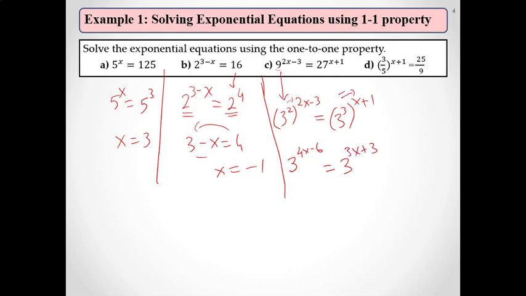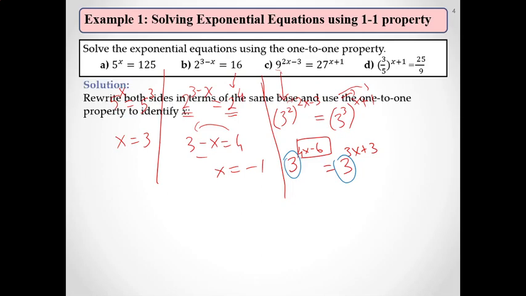Now the bases are the same, so the powers are the same. Then use this property. So we will get 4x minus 6 equal to 3x plus 3, and if you solve it, you will get x equal to 9.